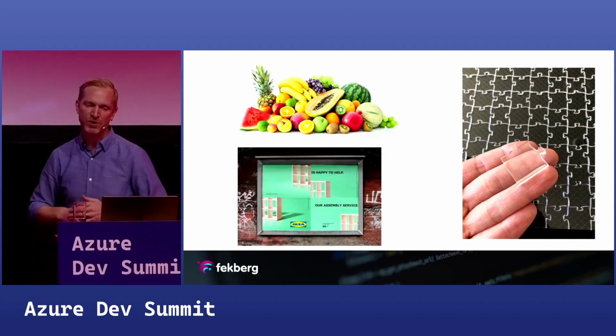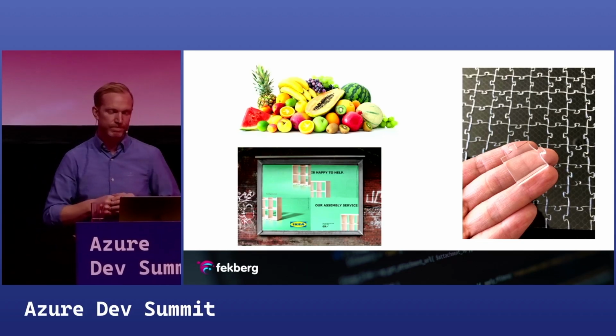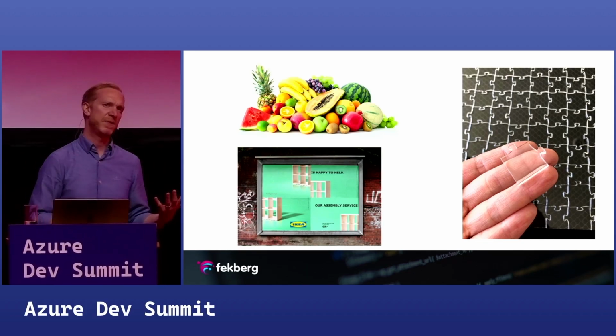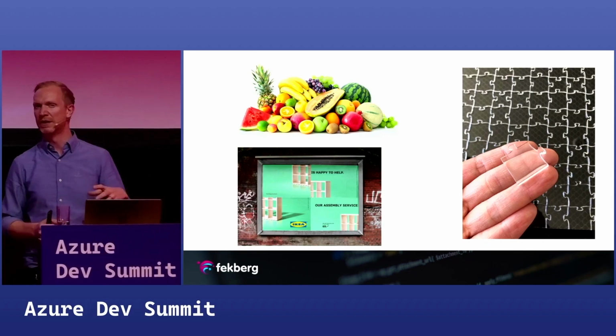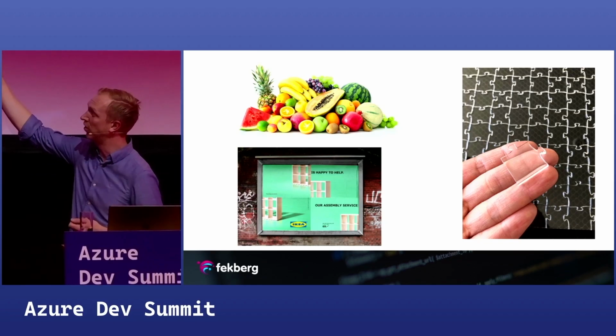So let's spend some time talking about pattern matching instead. Now, pattern matching is a concept that's been around for a very long time. We can look at objects in terms of, what color is that fruit?